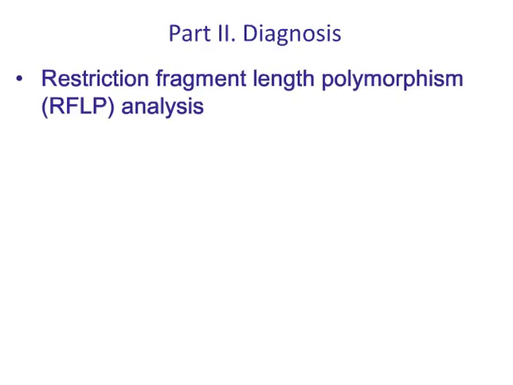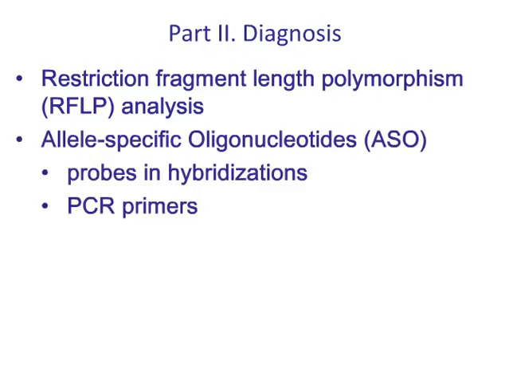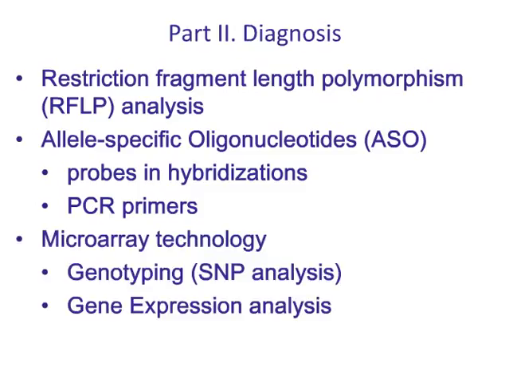Recombinant DNA technology has revolutionized the diagnosis of disease. In this next section, we will examine how restriction fragment length polymorphisms are used to analyze genetic disorders, how allele-specific oligonucleotides can be used as probes in hybridizations or as primers for PCR to detect mutations, and how microarray technology now allows for genotyping or single nucleotide polymorphism analysis, as well as to study gene expression.